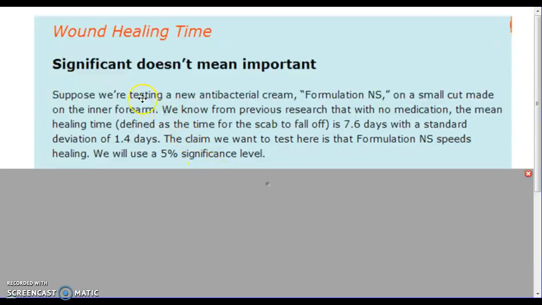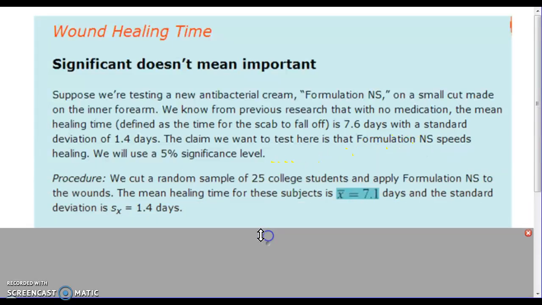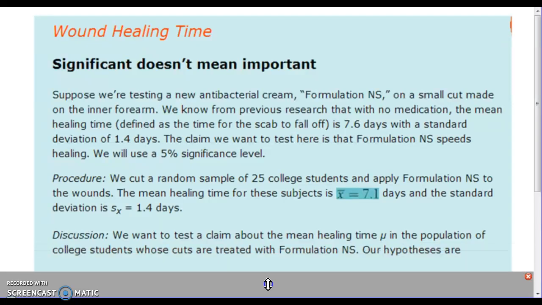For example, let's say we're testing a new antibacterial cream on a small cut made on the inner forearm. We know from previous research that with no medication, the mean healing time, defined as the time it takes for a scab to fall off, is 7.6 days with a standard deviation of 1.4 days. So we're trying to test whether this formulation speeds up that healing time. So we cut a random sample of 25 college students and apply the formulation. The mean healing time of these subjects is 7.1 days, standard deviation is 1.4.